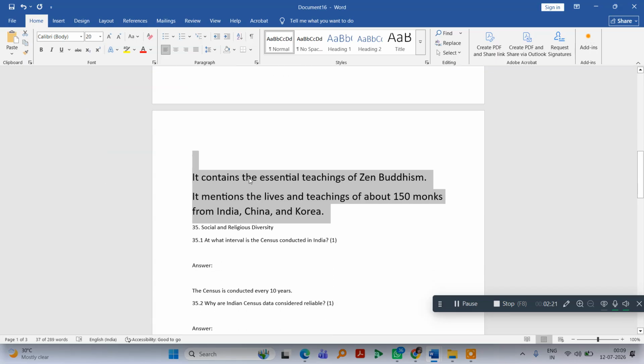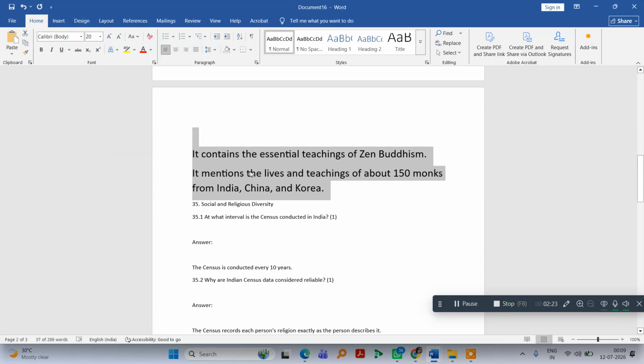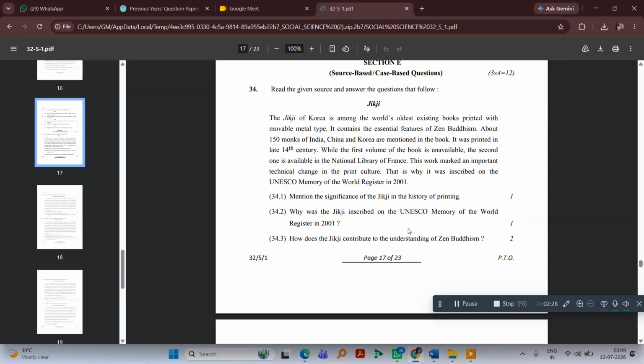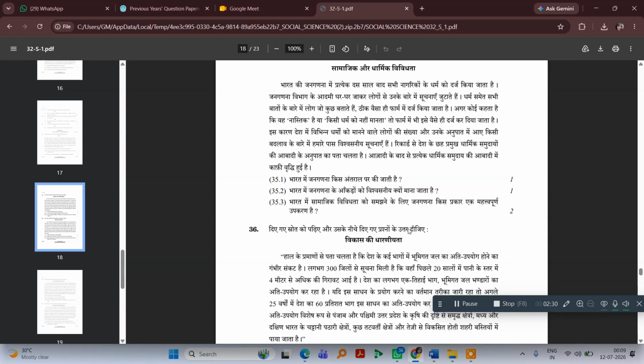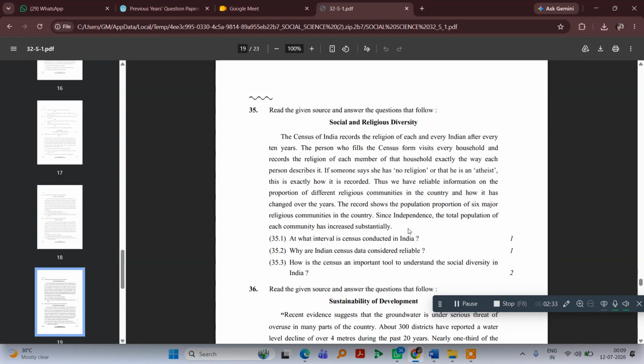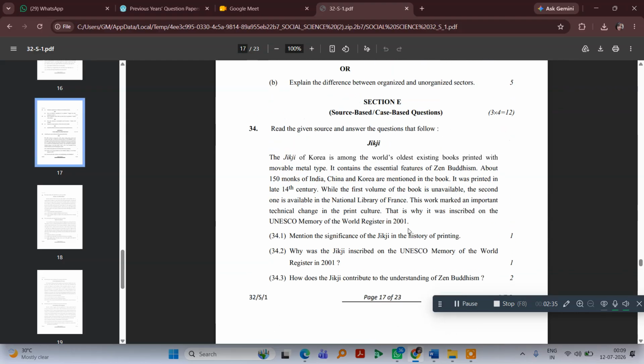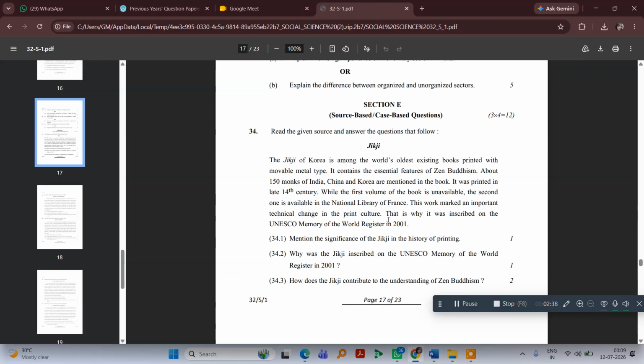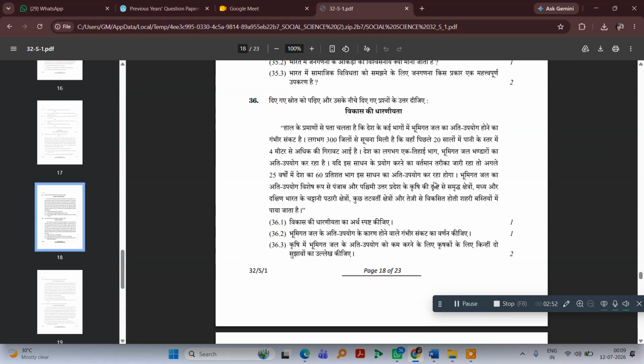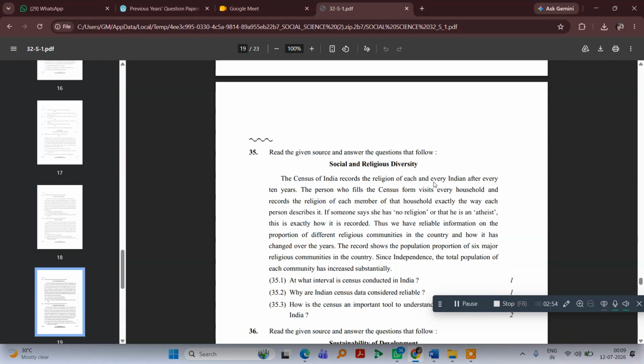The next passage is with regard to social and religious diversity. I have discussed the answers of 34.1, 34.2, as well as 34.3. The answers are there in the passage itself, so you don't have to write your own answers. This section is considered as the easiest section. Now, I'll move on to question number 35.